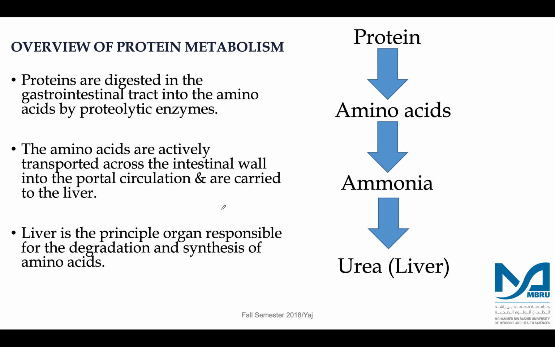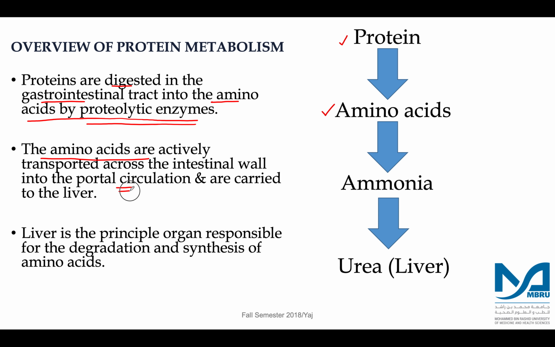Now, in order to discuss the formation of ammonia, you need to have a basic idea about protein metabolism or breakdown of proteins after you ingest protein. So in the gastrointestinal tract, or the GI tract, proteins are digested into amino acids by a group of proteolytic enzymes known as proteases. Protein is converted to amino acids. The amino acids are actively transported across the intestinal wall into the portal circulation.